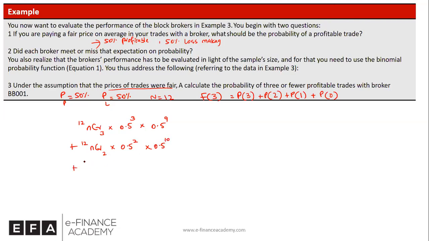Again, we repeat: 12C1 times 0.5 to the power of 1 times 0.5 to the power of 11, plus 12C0 times 0.5 to the power of 0 times 0.5 to the power of 12. And if you add all this up, and I'm sure you can use the calculator to get your combinations, the number of ways using the combination rule, you get around 7.3%. Right? So that's the answer you would actually get.